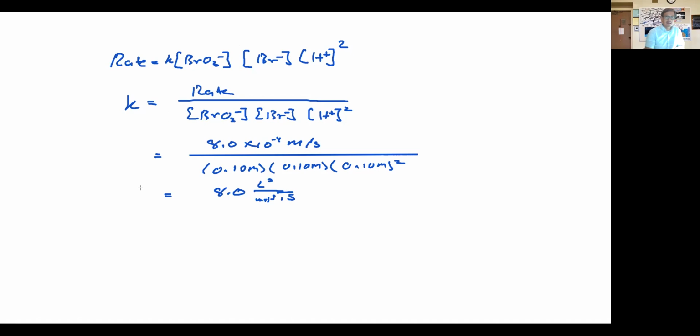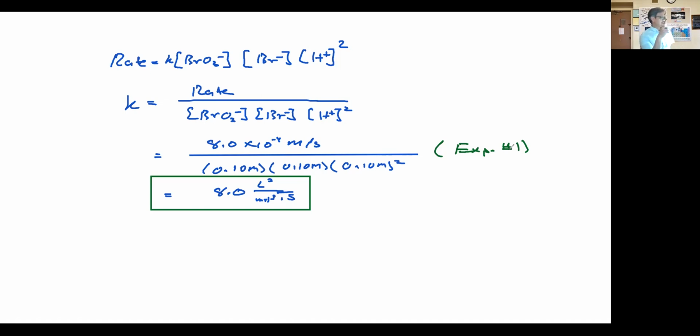That is the rate constant for this particular reaction. Okay, and I chose to use the values for experiment 1 here. You can plug in values from any of the other 3 experiments, and you should get the same constant, or close within a tenth or even closer, because the constant should be the same for all the experiments. Okay? All right.